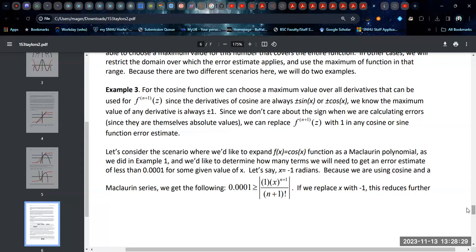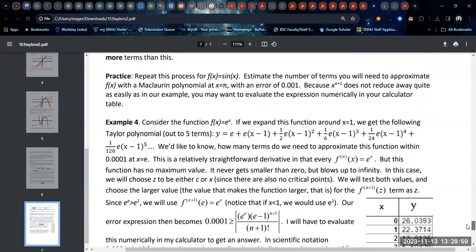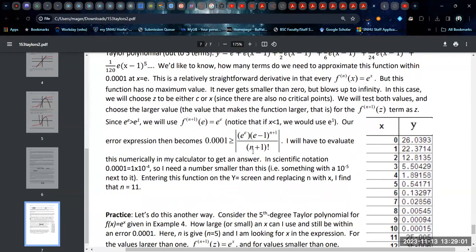And you can then put that in a table of values. This is not a nice, easy function to do an estimate with. And so you would just figure out how many terms, how many n's you need until you get n plus 1 factorial to be greater than the reciprocal of this value, or 1 over n plus 1 factorial to be less than 0.0001.